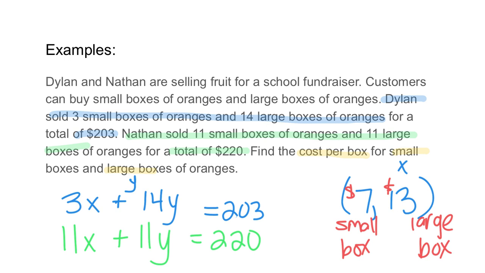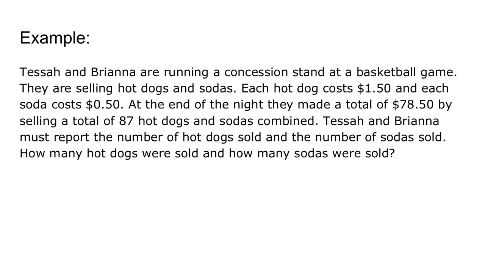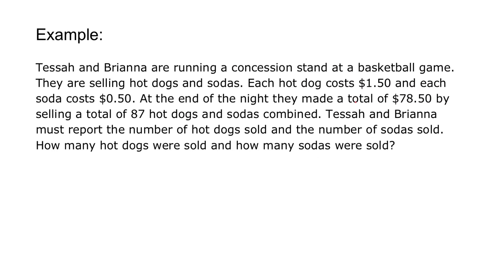All right. Yeah, we'll do one more together, and then we'll let you try a couple of these. This one's a little bit different. Tessa and Brianna are running a concession stand at a basketball game. They are selling hot dogs and sodas. Each hot dog costs $1.50, and each soda costs 50 cents. At the end of the night, they made a total of $78.50 by selling a total of 87 hot dogs and sodas combined.